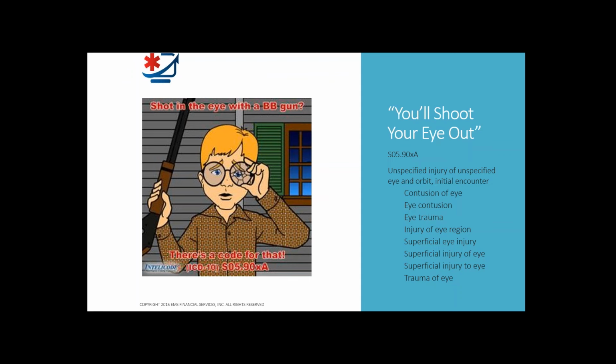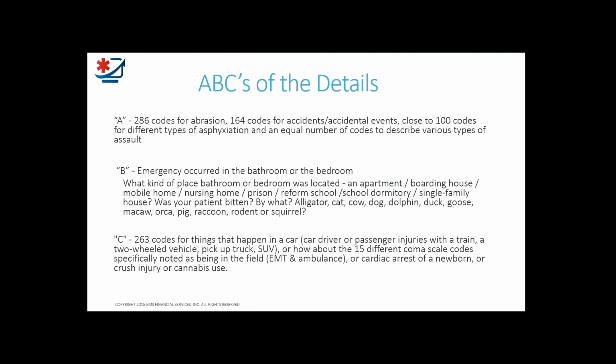Think of old Ralphie, who wanted a BB gun and practically shot his eye out. Yes, we need to know he was in the backyard and the BB gun was involved, and it was his left eye that was impacted by the injury, because we have about 286 different ways to describe abrasion when a patient's in an ambulance, or 263 codes for things that happen in a car. So we need to be as specific as possible. We need to focus on the where, the how, and the what. This session will bring your field providers the information they need and help them understand compliance.